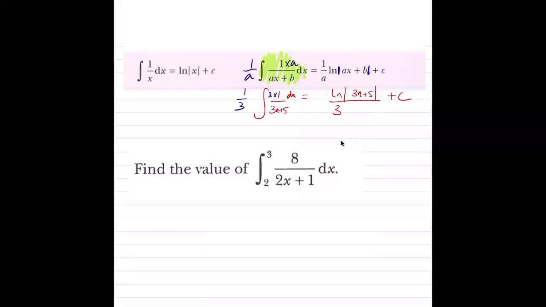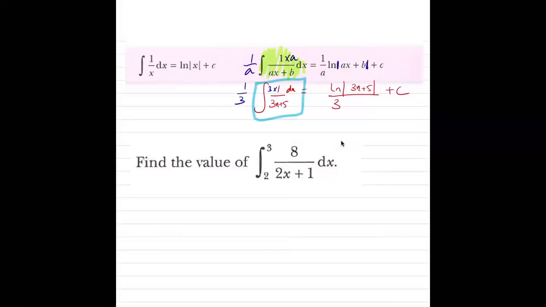Now, does this conform to the rule? Yeah, it does. So the integration of such a function is going to be ln of the denominator, ln 3x plus 5, and it is going to be multiplied by 1 upon 3. So the final answer is going to be ln 3x plus 5 upon 3 plus c.